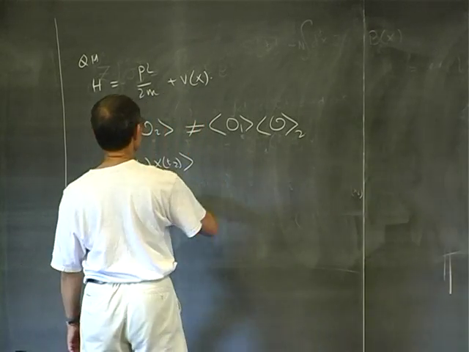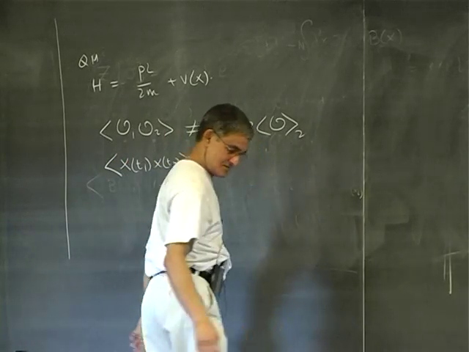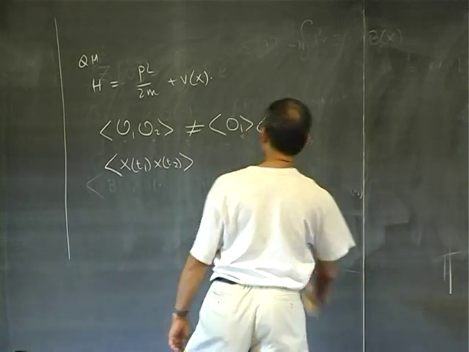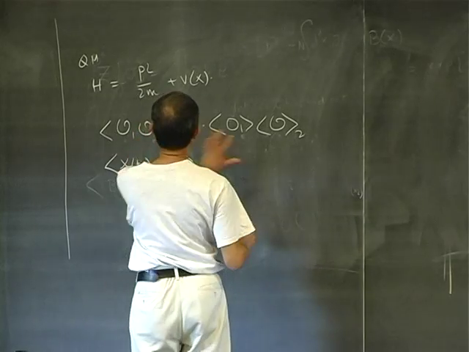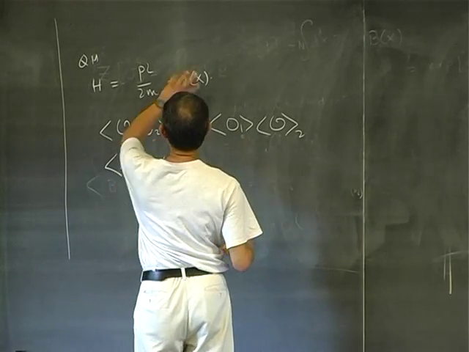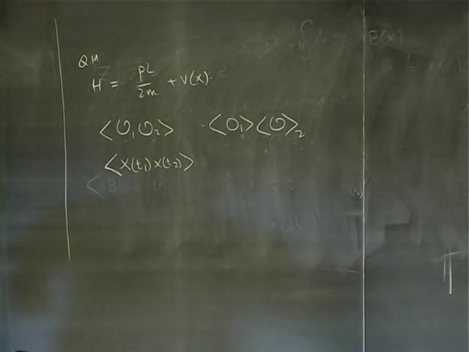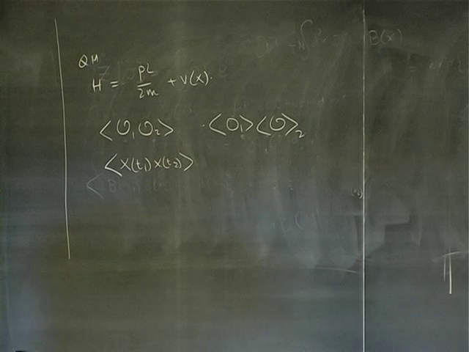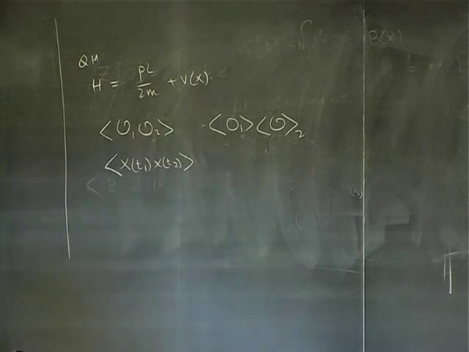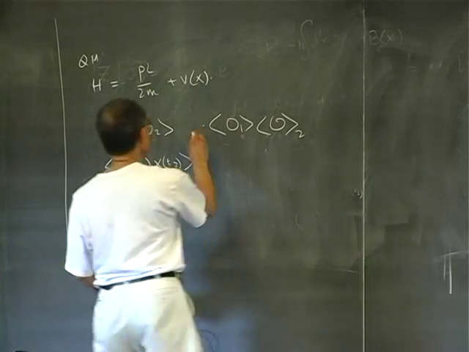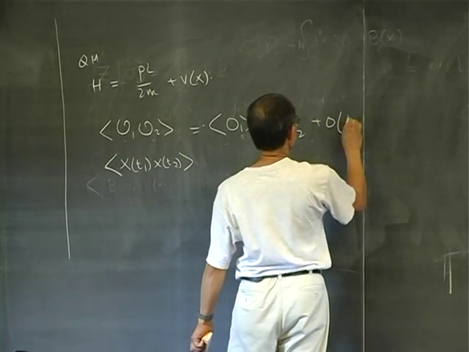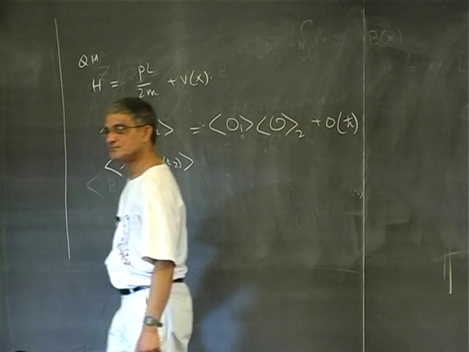In fact, typically the reason why this happens is because O1 and O2 are made out of operators P and X which do not commute. Their commutator is order h bar, and therefore when you commute that through, you are going to get some factors of h bar. And it's not very hard to see that this is this plus order h bar.